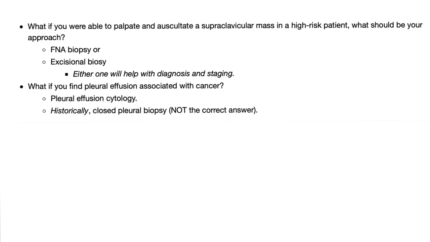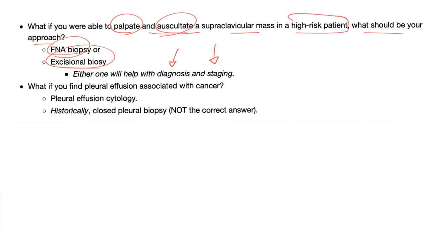What if the mass was supraclavicular and you were able to palpate and auscultate that in a high-risk patient? What should you do next? Fine needle aspiration biopsy or excisional biopsy. This will help you in diagnosis and staging. Because remember, staging, I have a song. Staging is by physical exam and CT scan. And of course, biopsies can help.